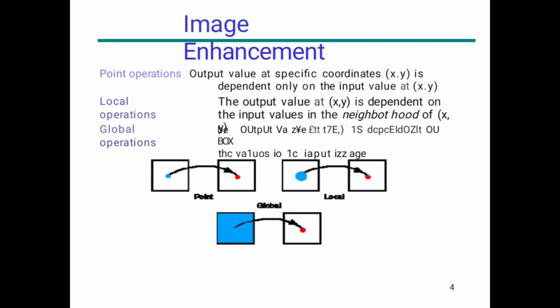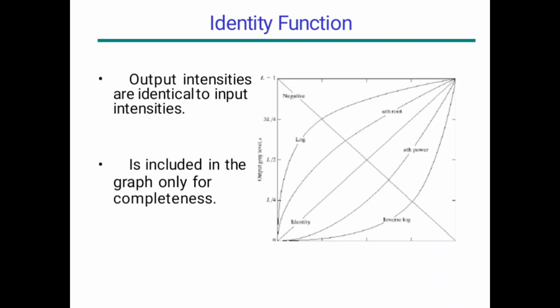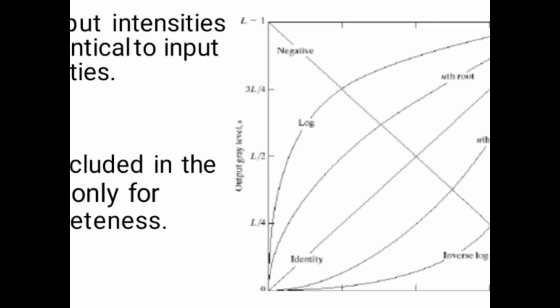First, we see the point operations. Here f of x comma y is the input image, g of x comma y is the output image. So each pixel in f of x,y is varied by some transformation. It may be a linear transformation or non-linear transformation, or logarithmic or inverse log or power law or nth root, etc. There are three basic transformations: linear, logarithmic and exponential. In this figure, we can see identity and negative.